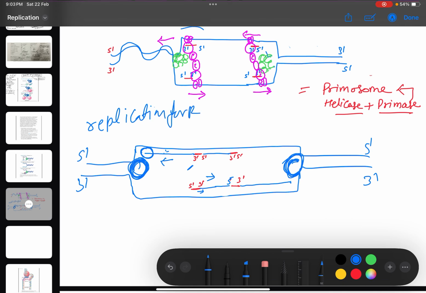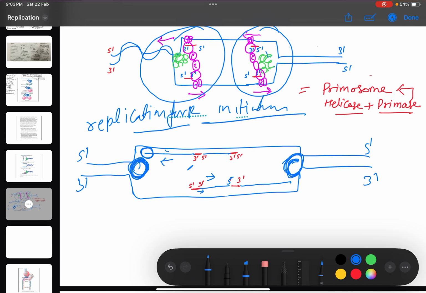When the DNA polymerase is assembled and the RNA primer is present there, the DNA polymerase starts forming the DNA strand. That is known as the replication fork, and the end of the initiation.